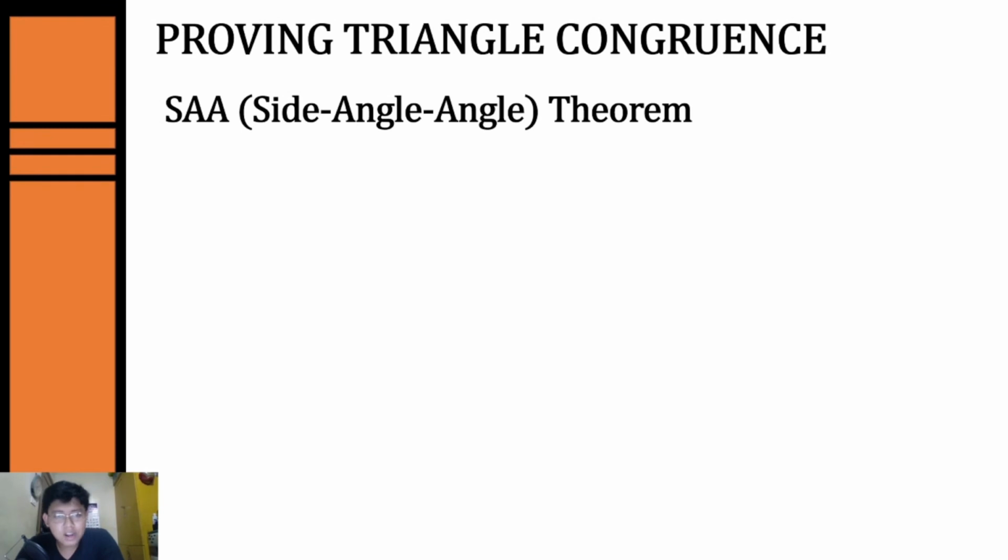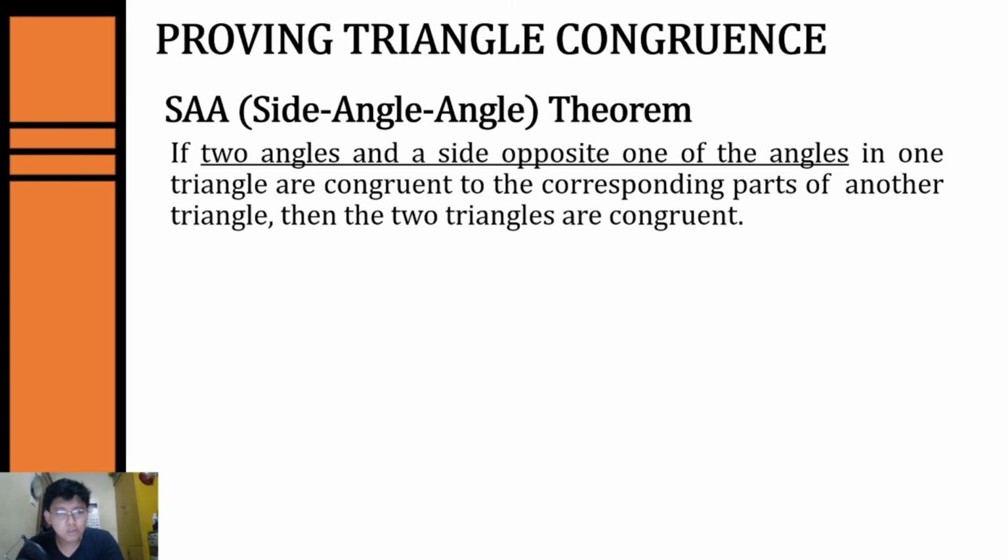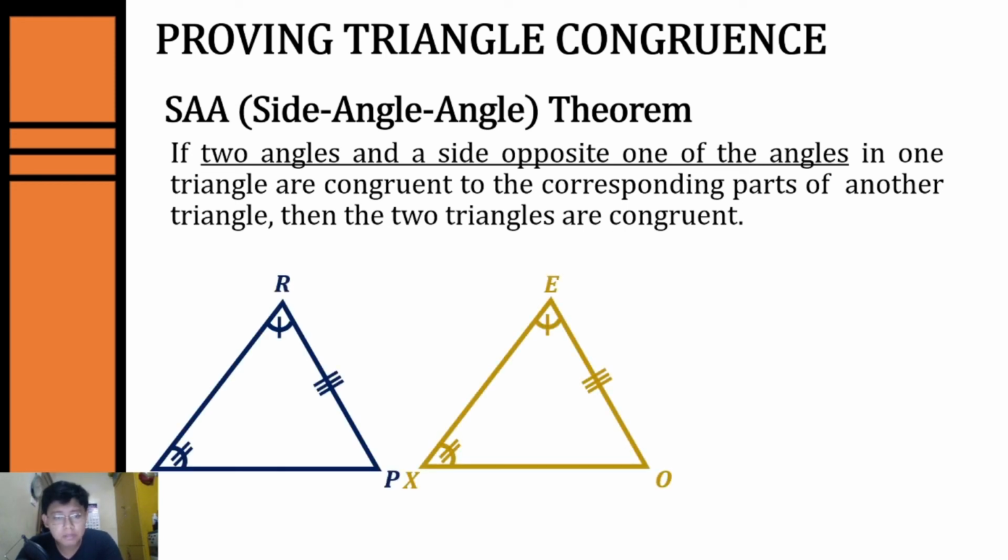Okay, let's talk about the last theorem that we're going to discuss in proving triangle congruence. We have the side-angle-angle theorem. If two angles and a side opposite one of the angles in one triangle are congruent to the corresponding parts of another triangle, then the two triangles are congruent. So let's have an example.